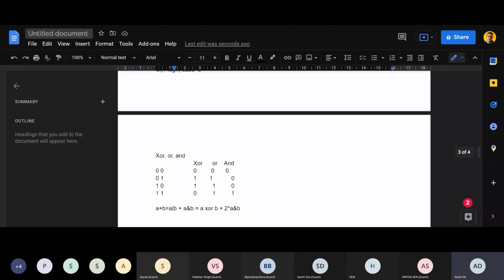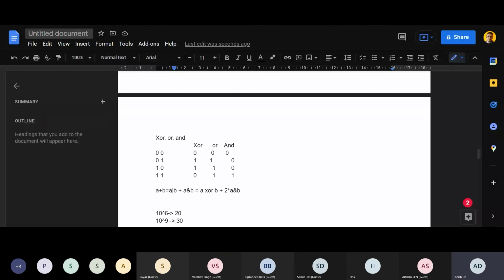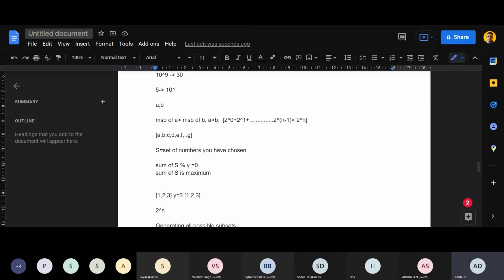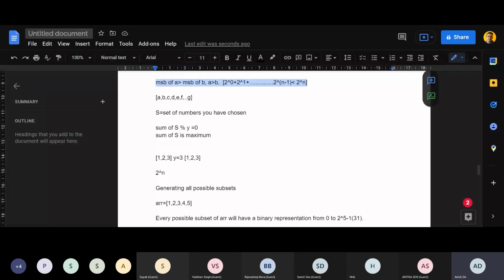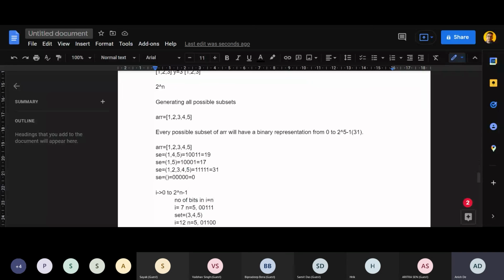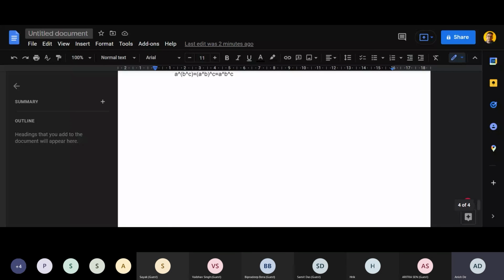Similarly, for bit masking, it's either some question involving XOR, or some question involving this property, or some question involving generating all possible subsets. Like in Google Kickstart, if you are applying a brute force for the first subset, the constraints are very low, like it can be 10 or 15. So for that case, you can use bit masking for generating all possible subsets and then solving the question like that.